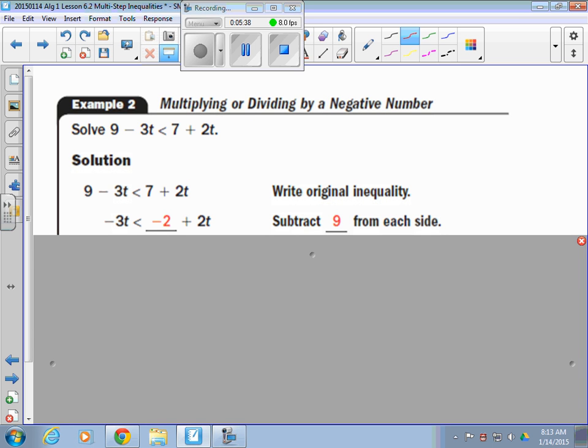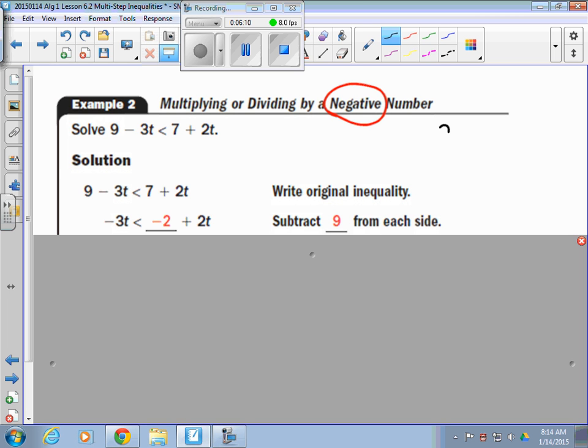Example number 2 is multiplying or dividing by a negative number. That's the difference between example 1 and this one. We're going to have a negative number. So you know if you multiply or divide by a negative number, you're going to have to reverse the sign at one step. 9 minus 3t is less than 7 plus 2t. On top of that, now we have variables on both sides. Again, we're going to treat it just like an equation.